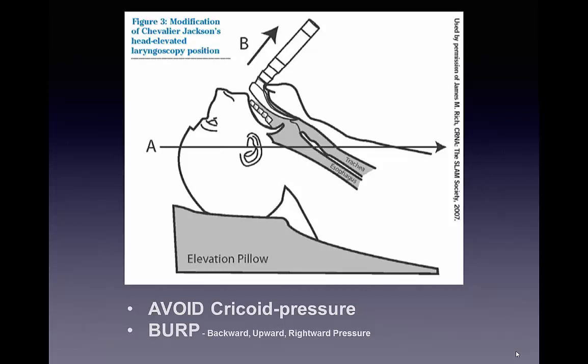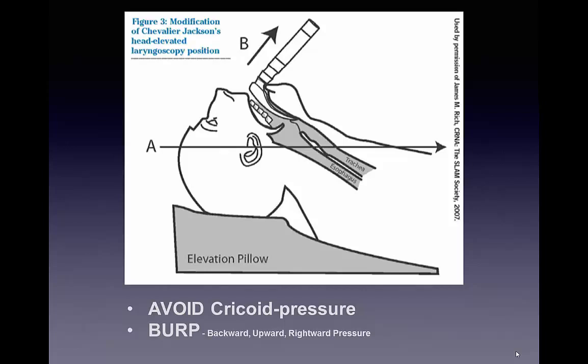There also needs to be, at this point, some manipulation with your right hand of the thyroid cartilage. This is the so-called BURP maneuver: backward, upward, rightward pressure. There is no precise movement that you need to do. In fact, you just need to manipulate that thyroid cartilage and airway so you get the best view.